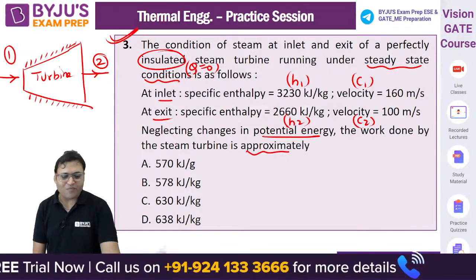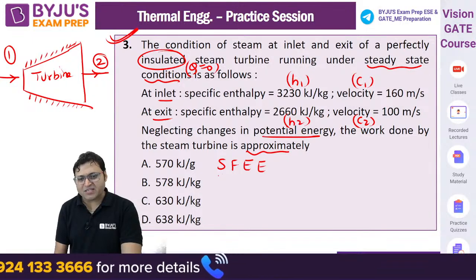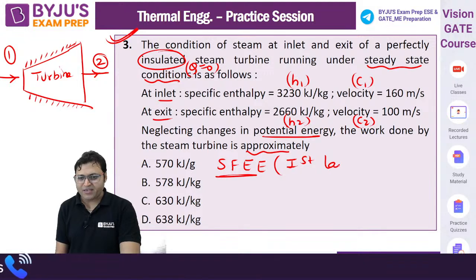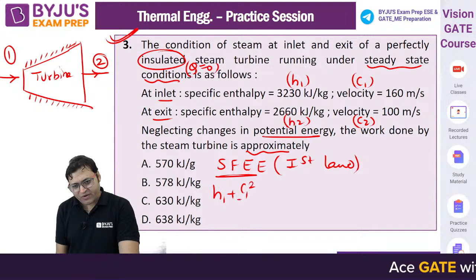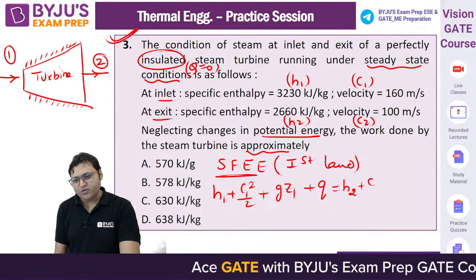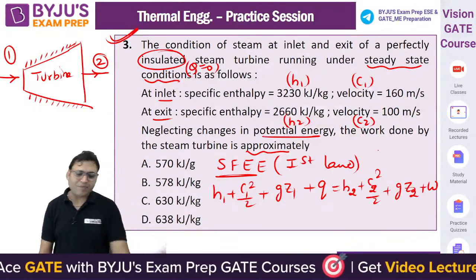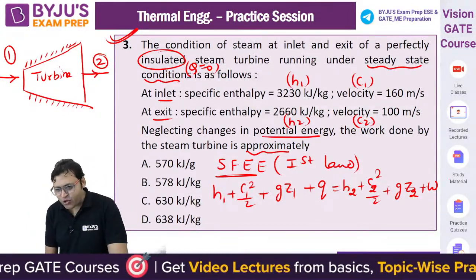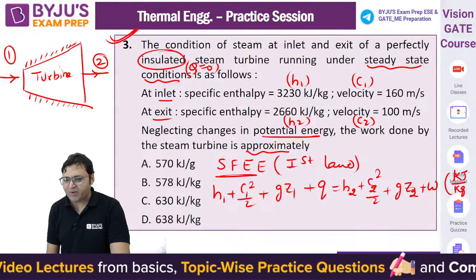The question is from the steady flow energy equation, or the first law of thermodynamics for a steady state system. That is the first law of thermodynamics for a steady flow device. So H1 plus C1 square by 2 plus gZ1 plus Q is equal to H2 plus C2 square by 2 plus gZ2 plus W. The expression is per unit mass. Each and every term has the unit joule or kilojoule per kg.